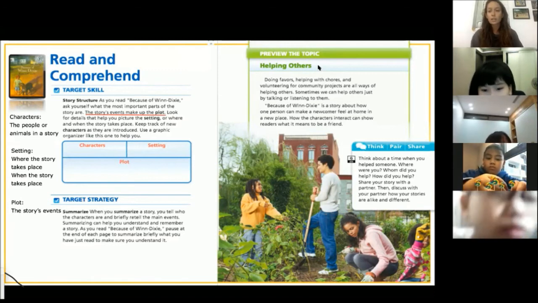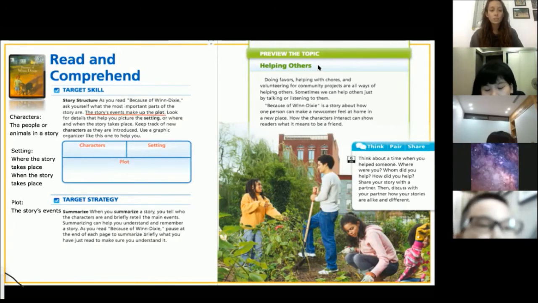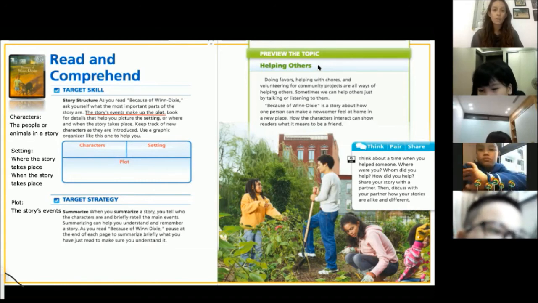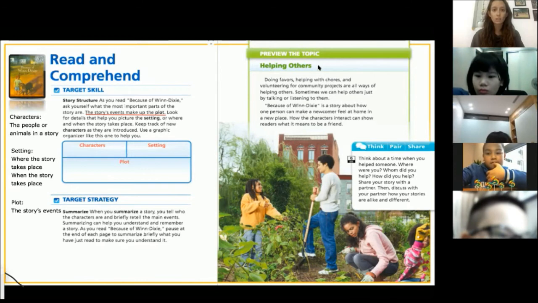So this is a good strategy that you can use when we're reading realistic fiction. Okay? And when we're summarizing, we're telling the main events or the most important parts. Right? We're not telling every single detail, because if I wanted to know every single detail, then I could just read the whole story. So we're going to practice that strategy as we read Because of Winn-Dixie.